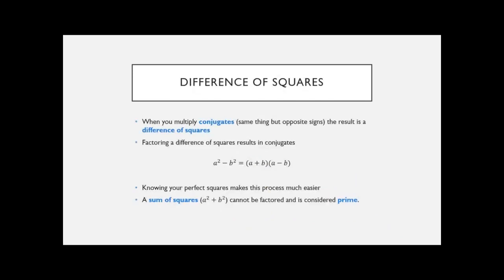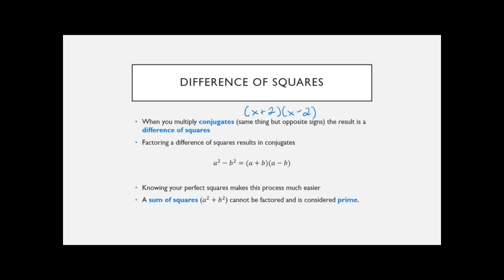So that difference of squares comes up when you multiply conjugates. And conjugates are the same thing, but they have opposite signs. So the example that we had was x plus 2 times x minus 2. So they're the exact same thing. The only difference is the sign in the middle. They're opposite. And what's special about these is that whenever you multiply conjugates, the middle part always cancels, and you're going to get a difference of squares.